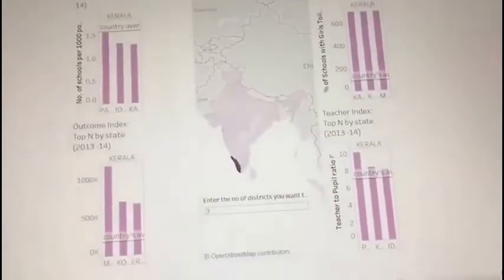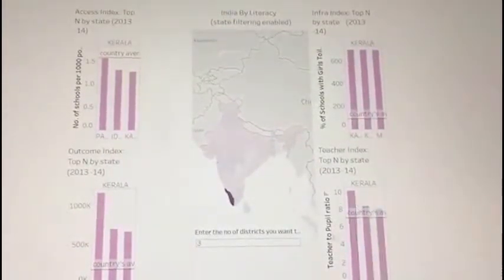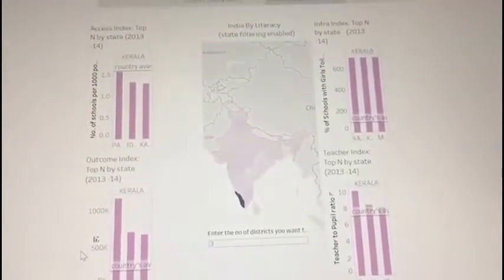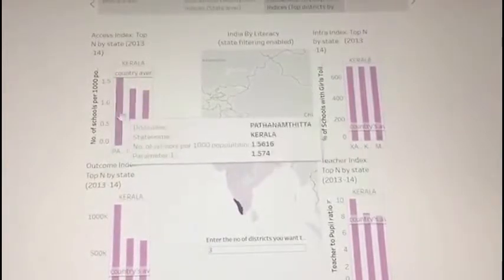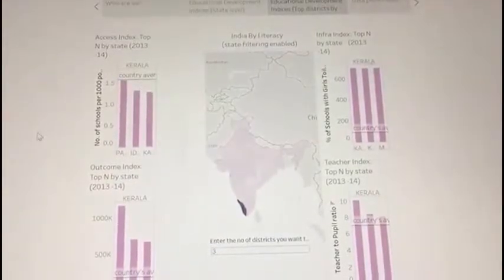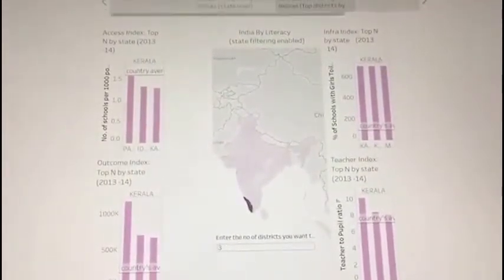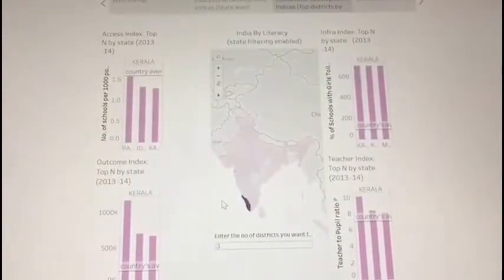This is interesting. The top 3 are ahead of the country's average in 3 indices: outcome index, infrastructure index, and teacher index. But even the topmost one is below the country's average, or right close to the country's average. Access index is something that I would want to focus on in Kerala.